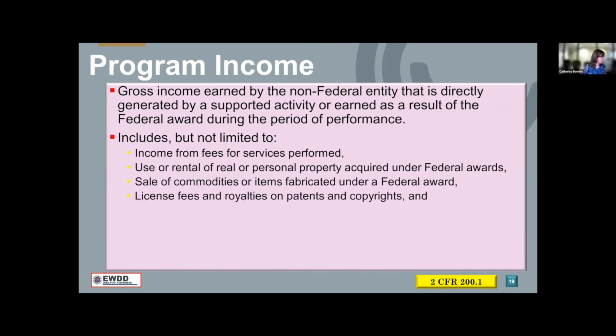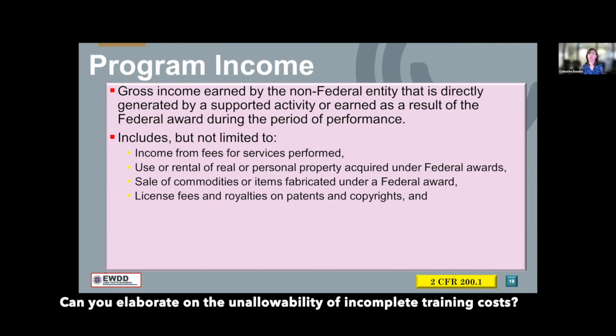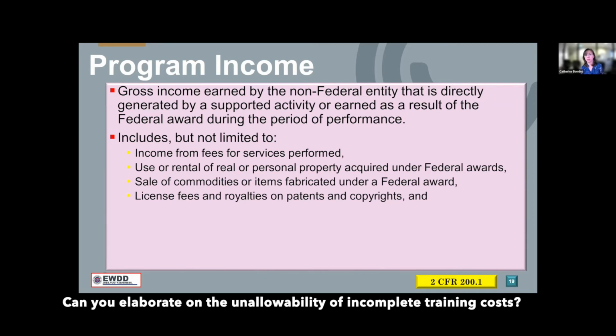There's a question. Can I ask Catherine to elaborate more on the incomplete training cost? We have some questions about that, as we have been informed those are allowable costs. If the training was not completed, there's really no obligation to pay, so I'm not sure why that's an issue. I mean, if you have a participant who dropped off and you paid for 100% of it, don't you get a refund at some point?